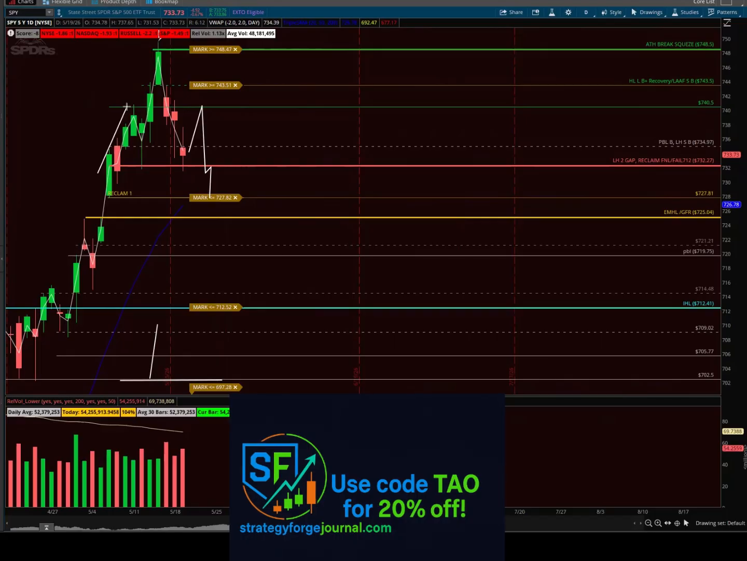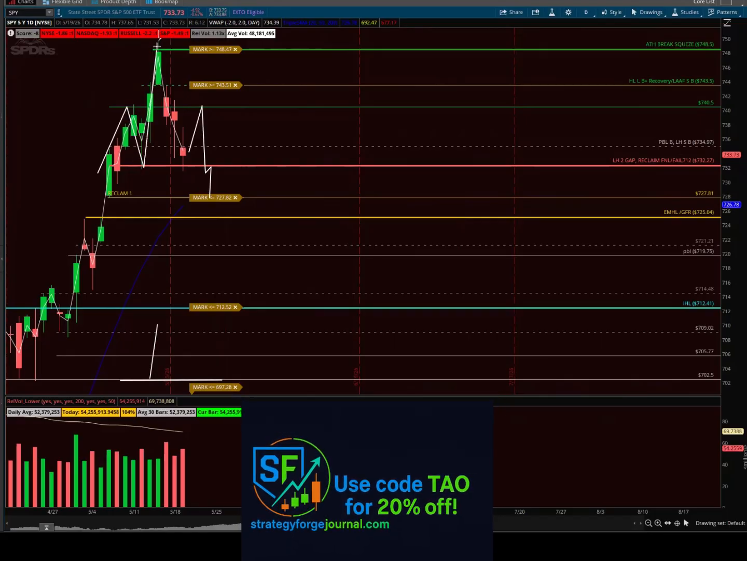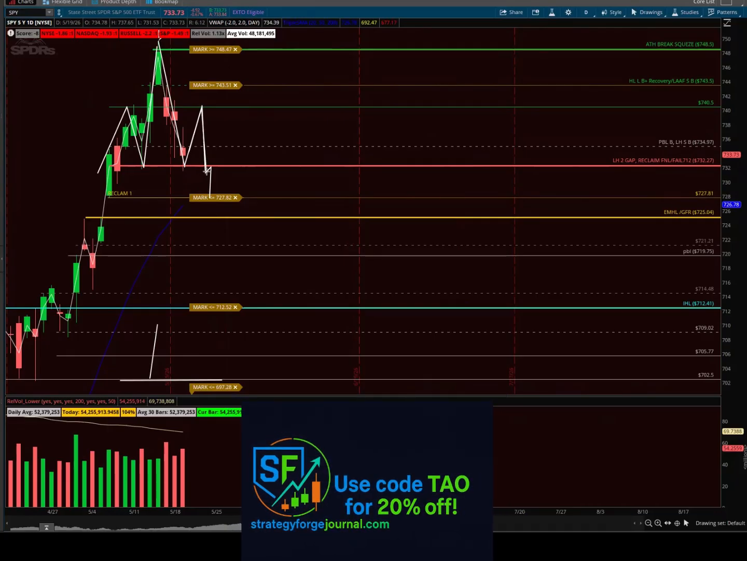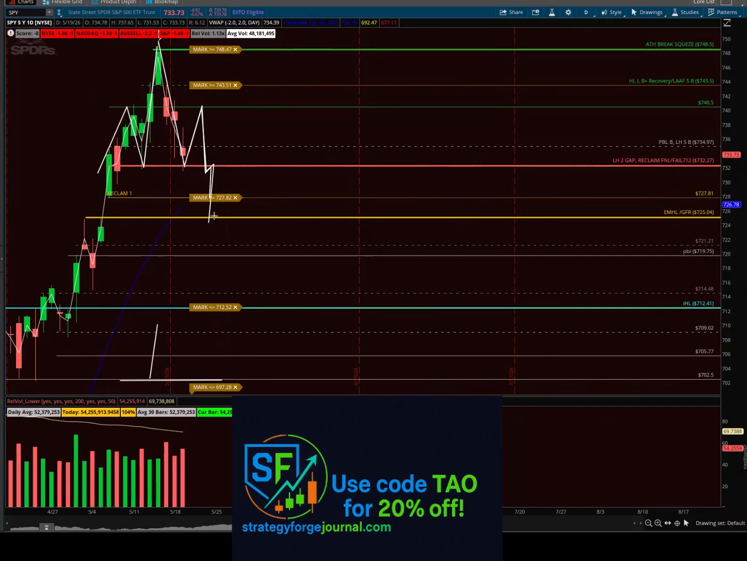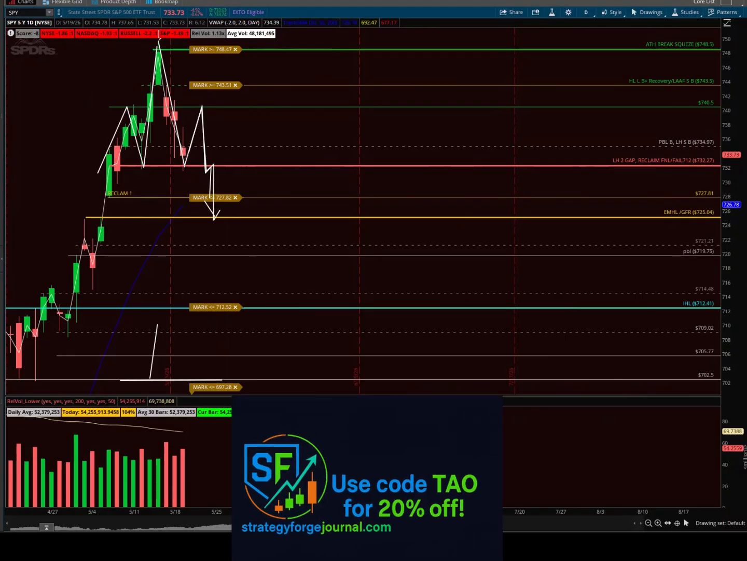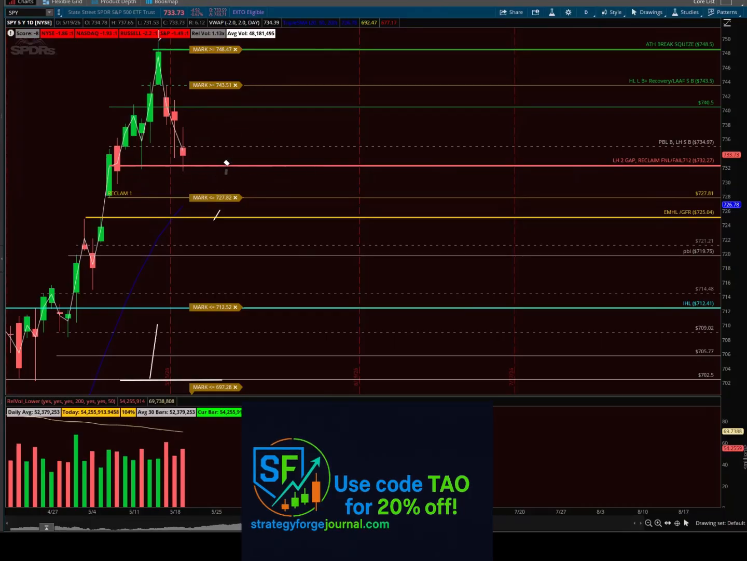Could we get a lower high and then a head and shoulders pattern, something like this? You know, I could see that. We move up, then come back down, get the lower high below, then come back and fill the gap. Could happen. Also, that's just thinking ahead quite a bit though.